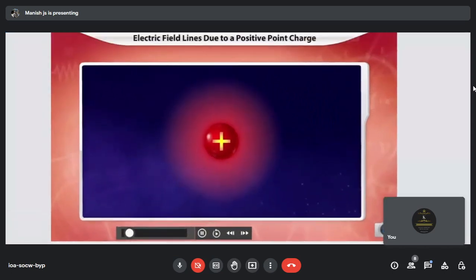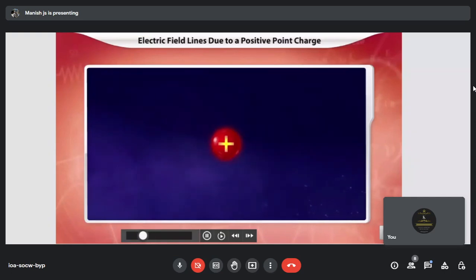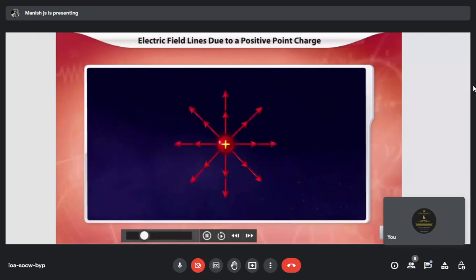But does the strength of the electric field vary with distance? This animation will throw more light on the electric field due to a positive charge. This translucent sphere portrays the electric field around a positive point charge. Here's a two-dimensional representation of this electric field.